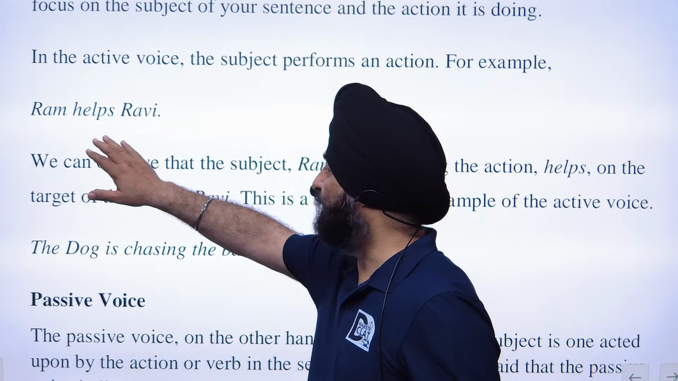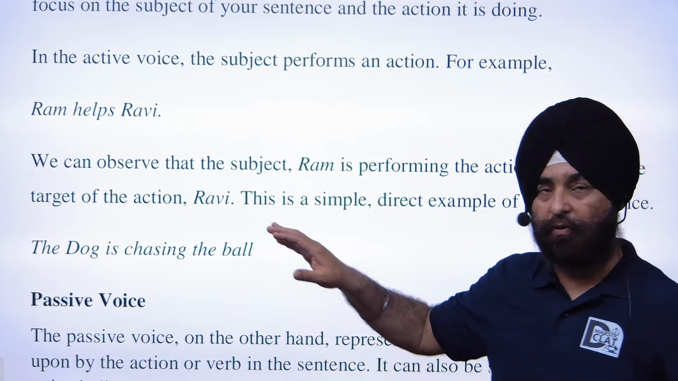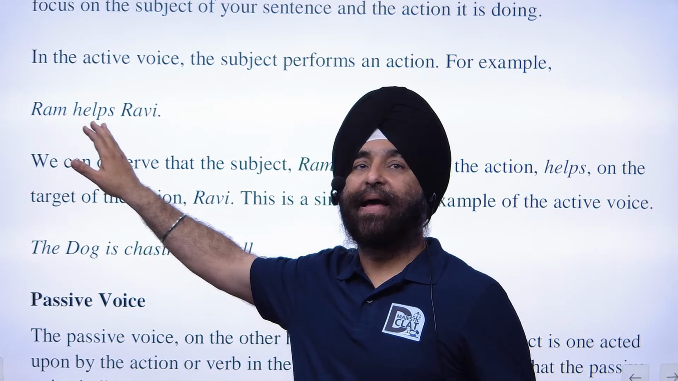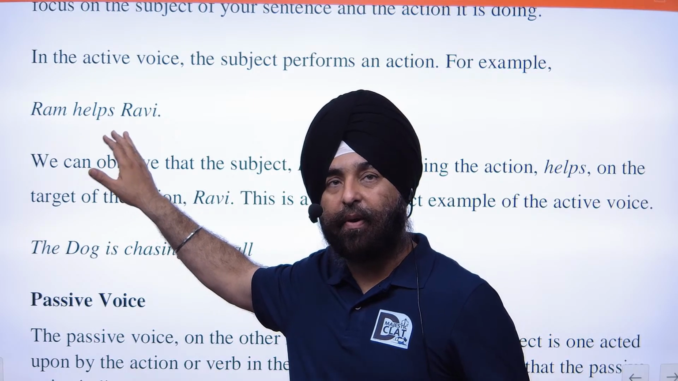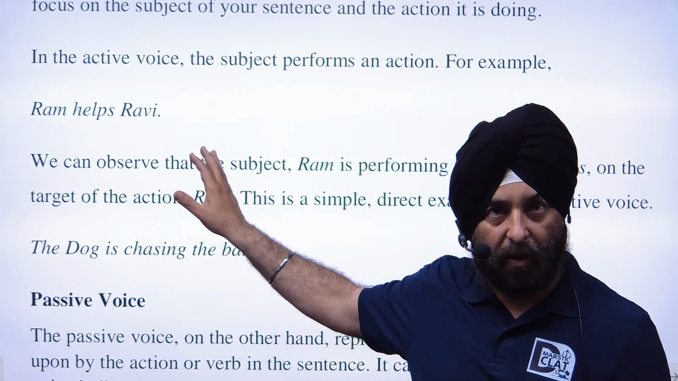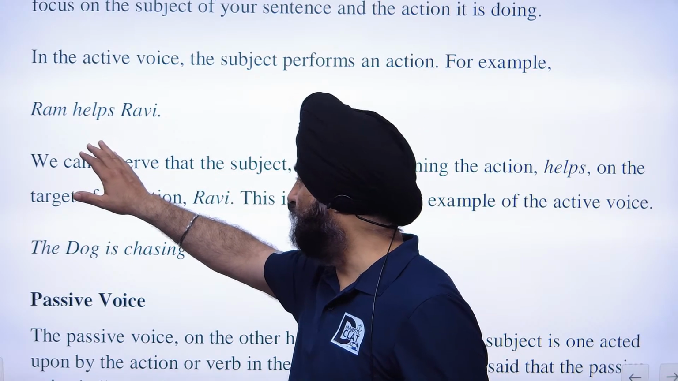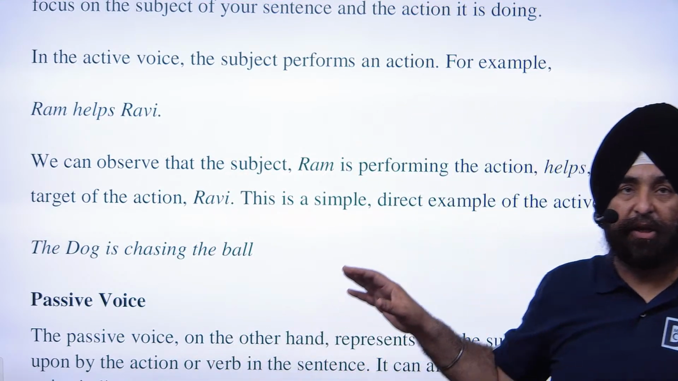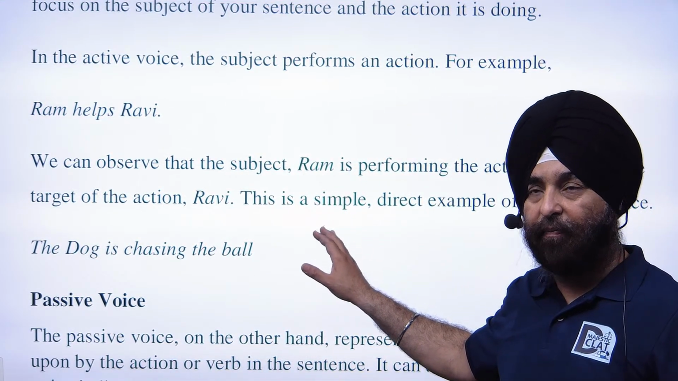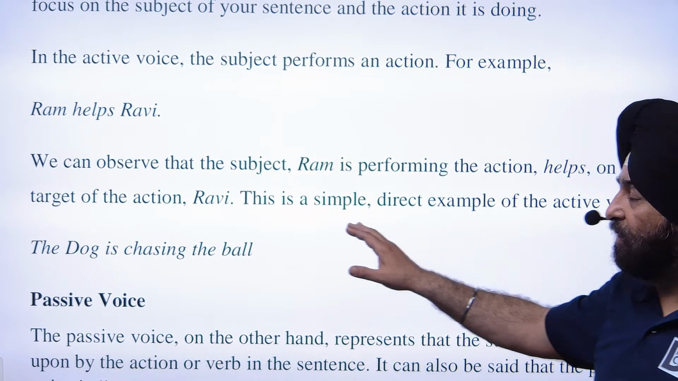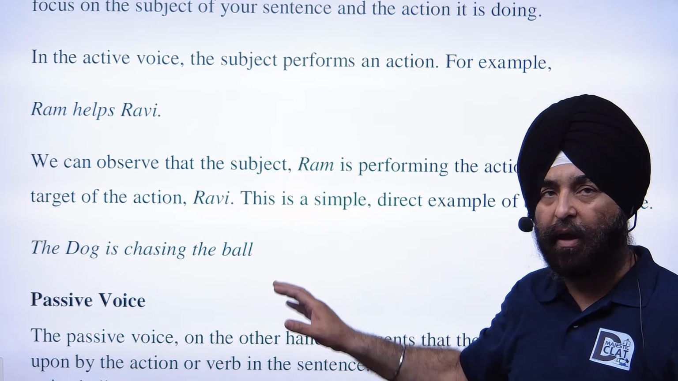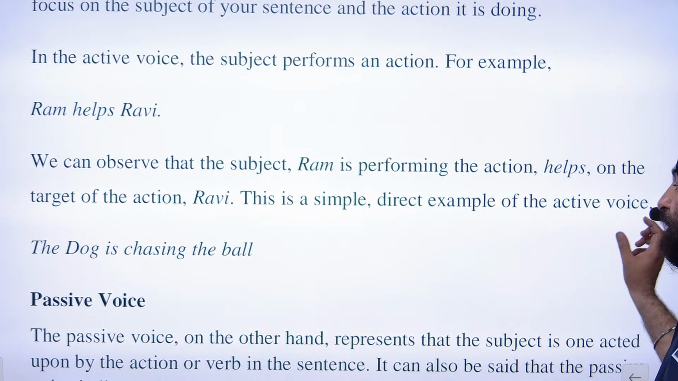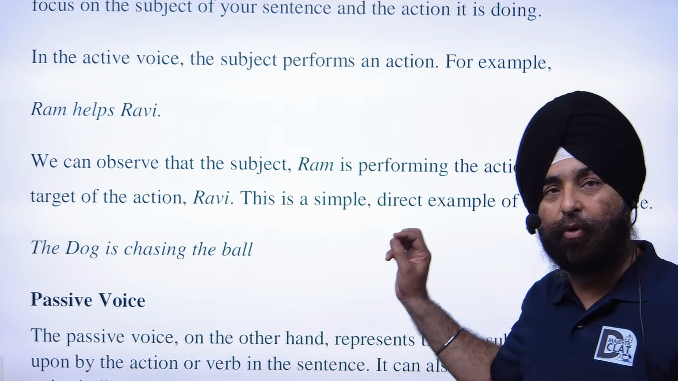For example, Ram helps Ravi. The subject here is Ram. He is performing an action on Ravi, that is, he is helping Ravi. We have this verb, and the receiver of the act is Ravi. So we can observe that the subject is performing the action on the target, and the target here is Ravi. This is a very simple, very direct example of an active voice. Let's take one more example.